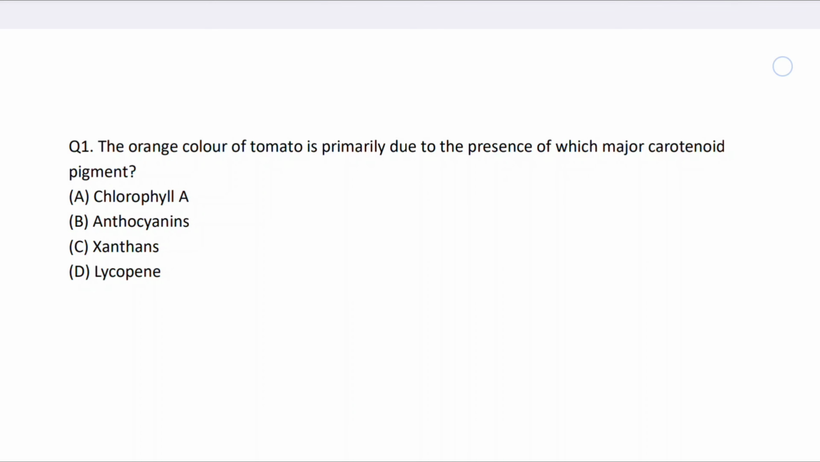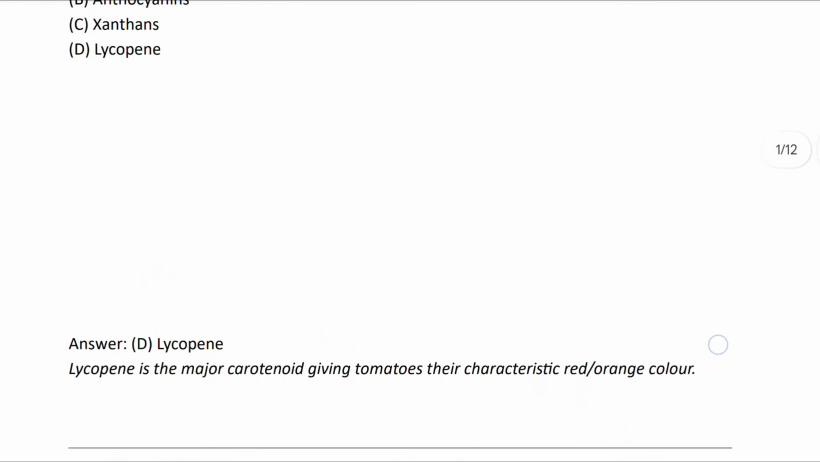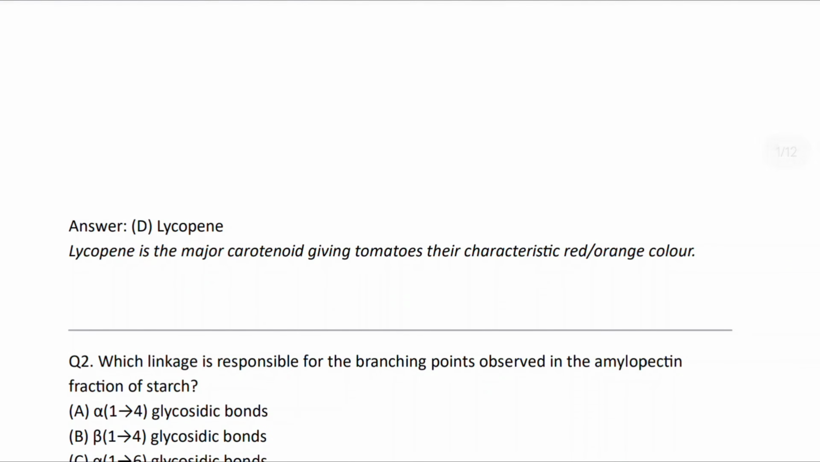Let's see other options. So chlorophyll is responsible for green color and anthocyanins are responsible for red, purple or blue colors. While xanthan is a white to tan colored powder that is used in many food products. So it typically gives a white or off-white color. So here you can see lycopene is the right answer.